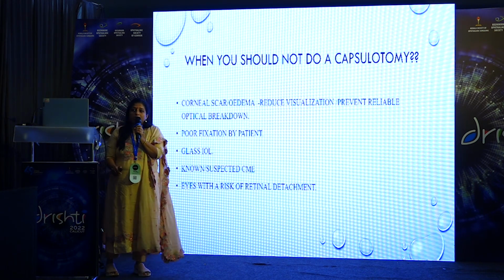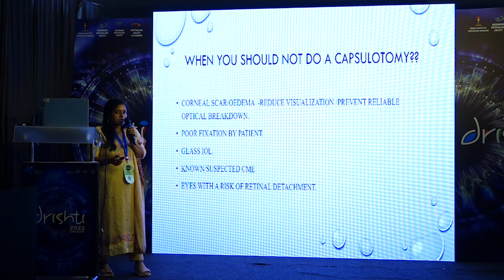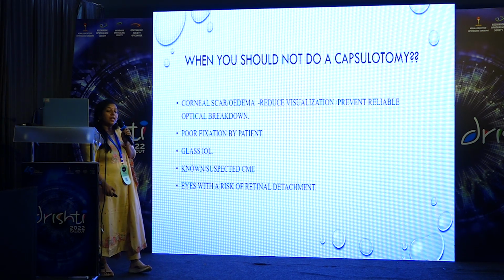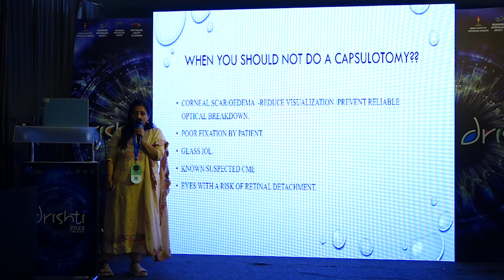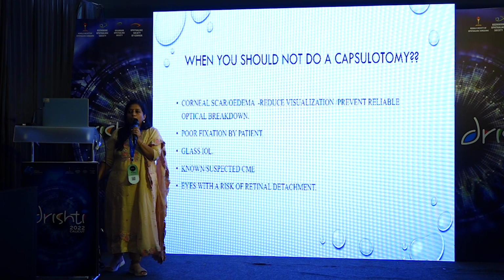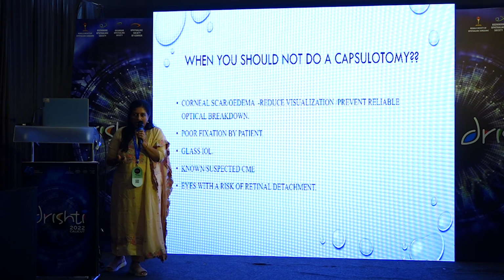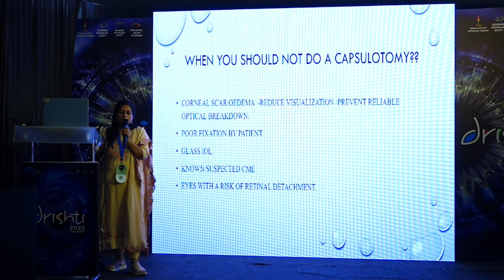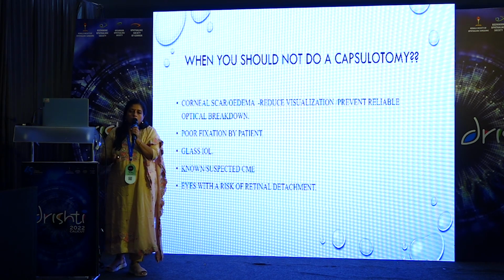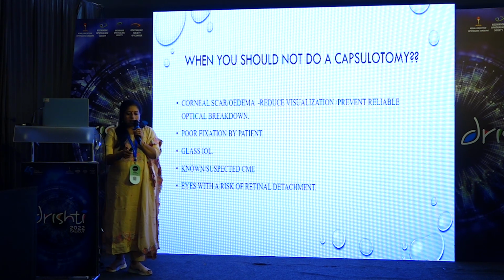And in any procedure, our teachers always say we should know when not to do a procedure rather than knowing when it is to be done. So what are the conditions in which you are not supposed to do a capsulotomy? Is when you don't have a very clear view, when there's a corneal edema, when the fixation of the patient is very poor, when the patient is having an intraocular lens made up of glass, when you suspect the patient is having a cystoid macular edema, or he is having a risk for developing retinal detachment.